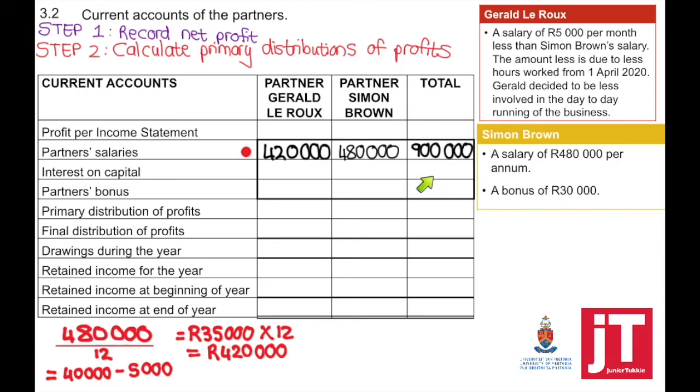Now we can calculate the total by taking Gerald 420,000 plus Simon 480,000. Bonus, only Simon is entitled to a bonus 50,000, so the total is equal to 50,000.